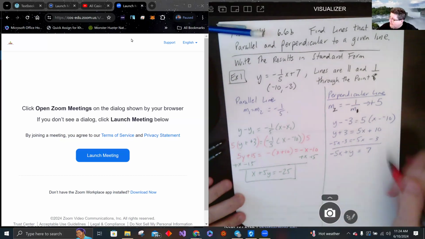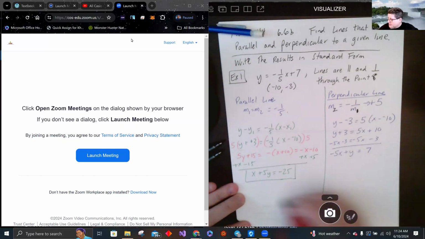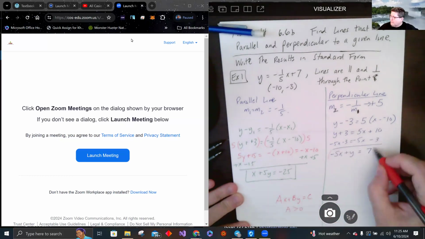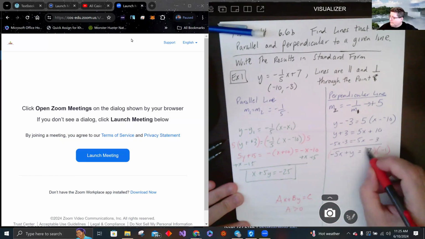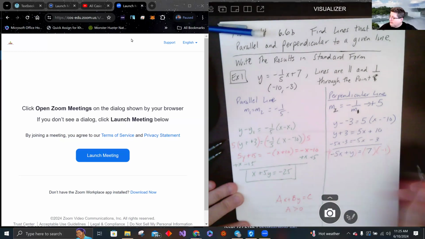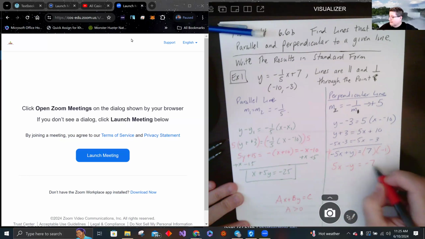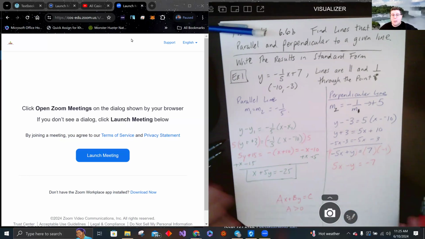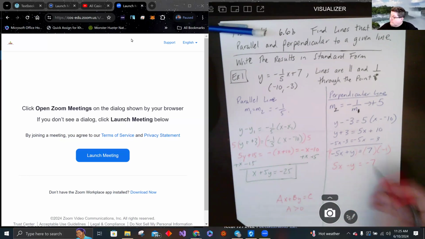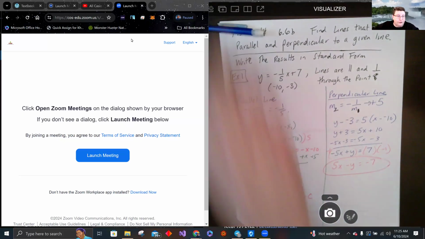And it's actually customary, for ax plus by equals c, a lot of people do a greater than 0. So I'm going to multiply both sides by -1. This becomes 5x minus y equals -7. Okay. That's our first set.